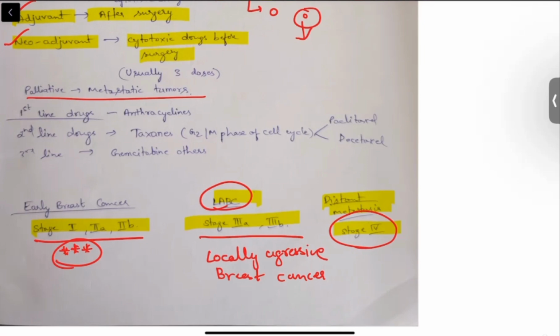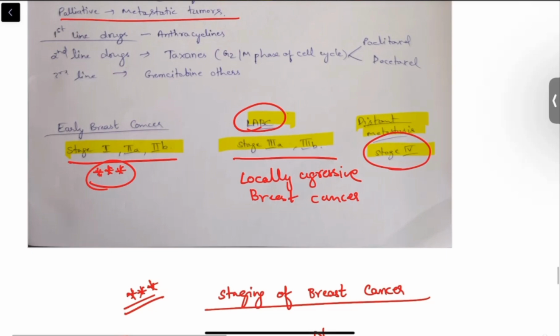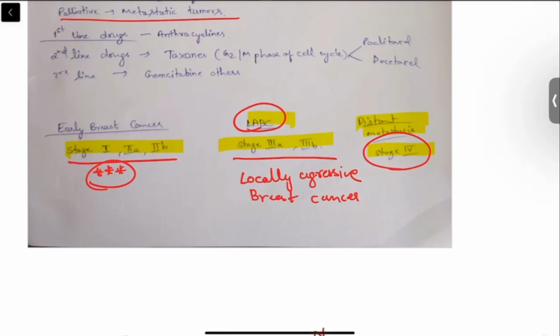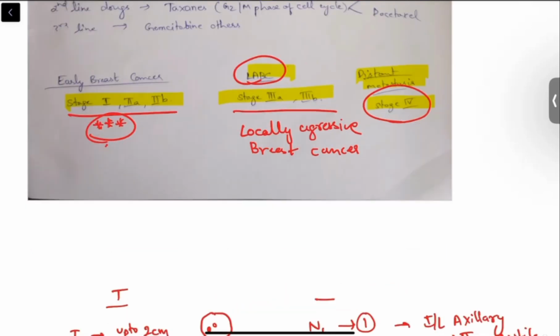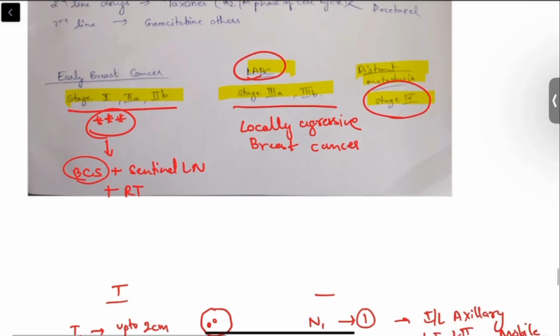Okay, so after this we need to know the treatment. For early breast cancer, what is the treatment modality? For early breast cancer it is breast conservative surgery plus sentinel lymph node biopsy plus radiotherapy. This is the treatment for early breast cancers. If we can't perform breast conservative surgery, then we can go for simple mastectomy.